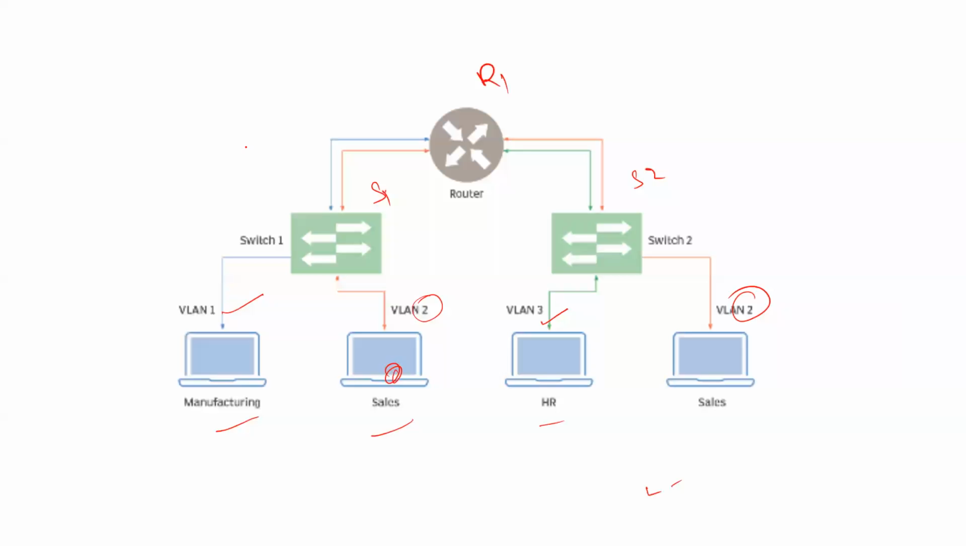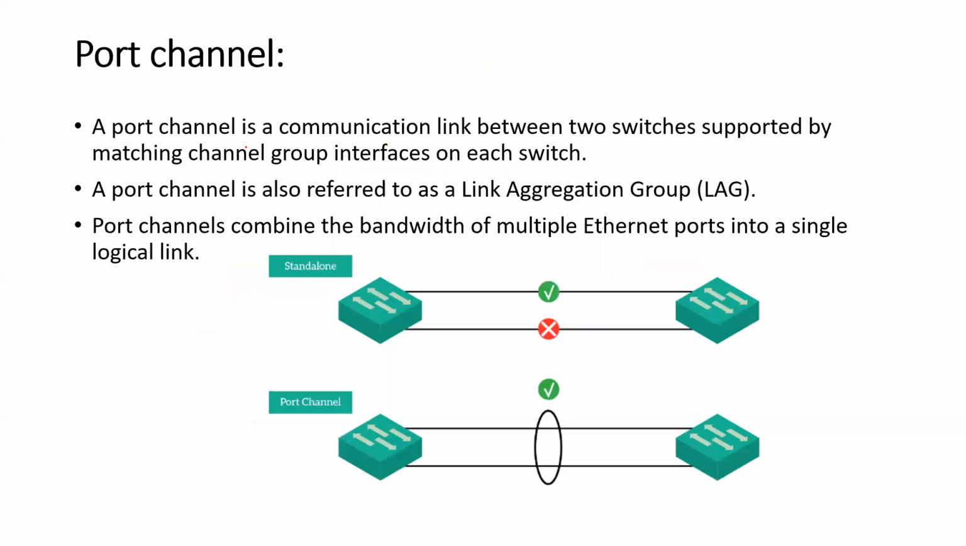So we discussed VLAN and VLAN ranges. Next, one more concept is called port channel. Let me tell you, if two switches are there, we can say it is standalone. A port channel is a communication link between two switches supported by a matching channel group on the interfaces of the switch. Let me give you an example.